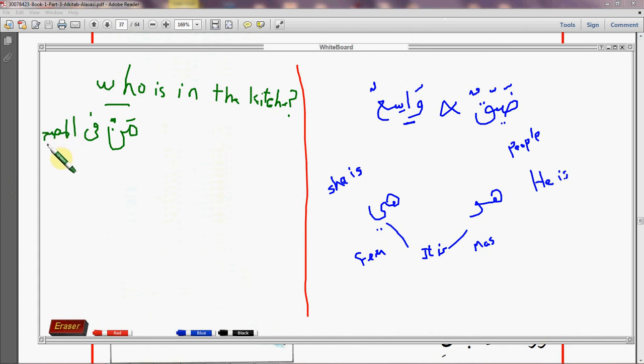Okay. So the answer could be الأب في المطبخ، الأم في المطبخ. And here is the question mark. Who? Man. So "who" comes as من in Arabic. Now this is who, if I ask about who is in the kitchen, about people. Now what about things? What are the things you can find in the kitchen?